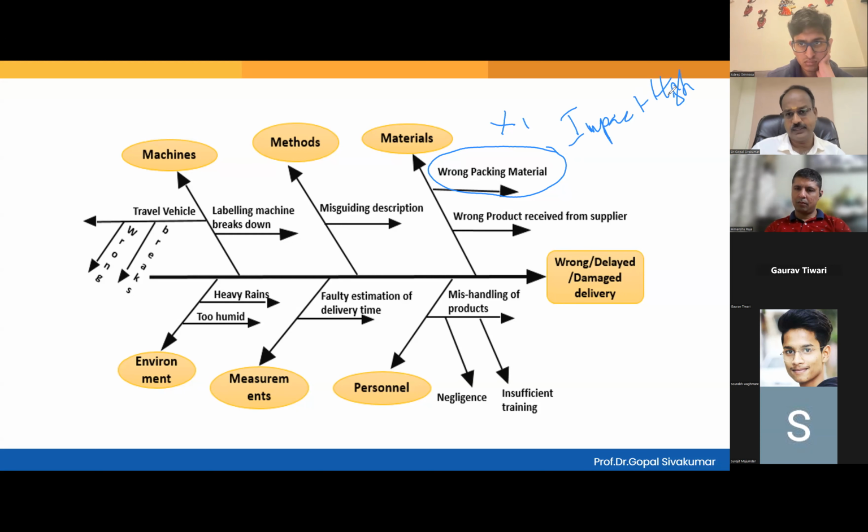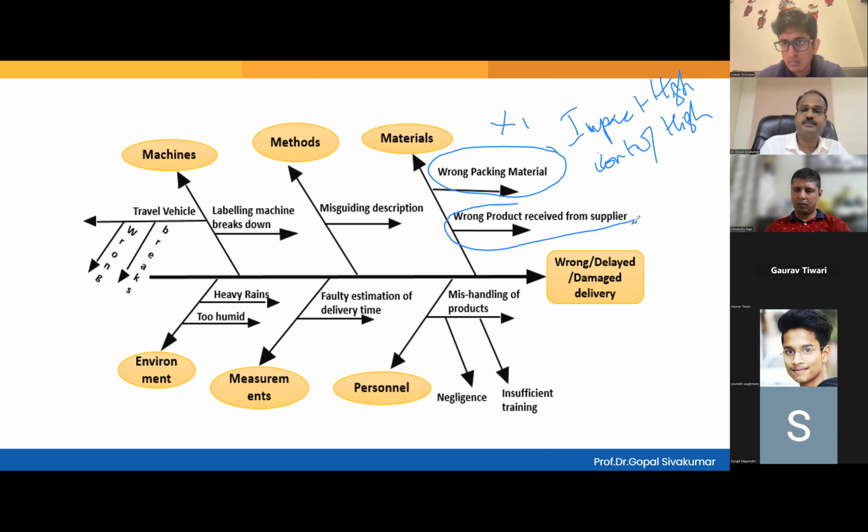Now tell me, do you think as a project leader, you have control over the packing material? Can you change the packing material as part of the solution of your project? Will you be able to change this? Yes, sir. Why not? Yes, sir. We can. Then the control is also high. This particular X factor, impact is high. The control is also high. In this manner, I want you to segregate every factor.